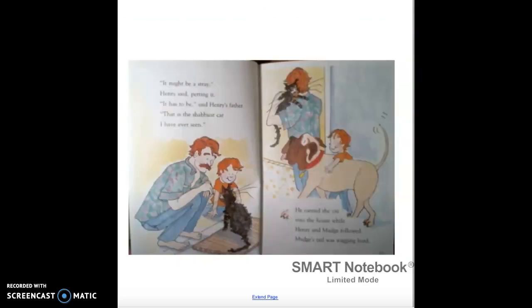It might be a stray, Henry said, petting it. It has to be, said Henry's father. That is the shabbiest cat I've ever seen.